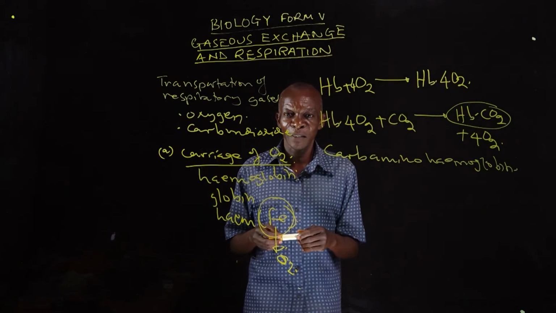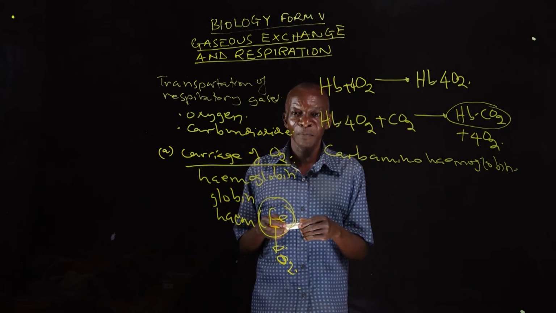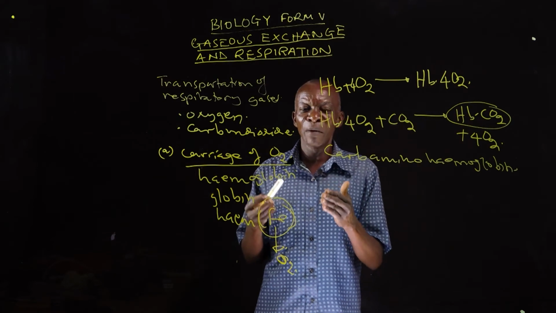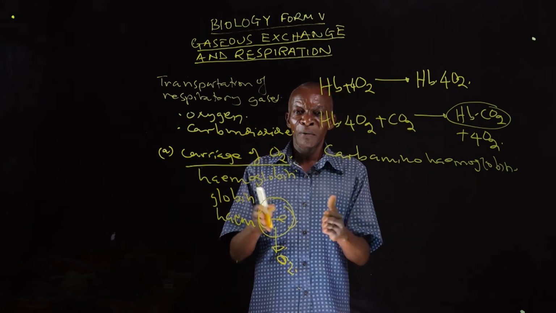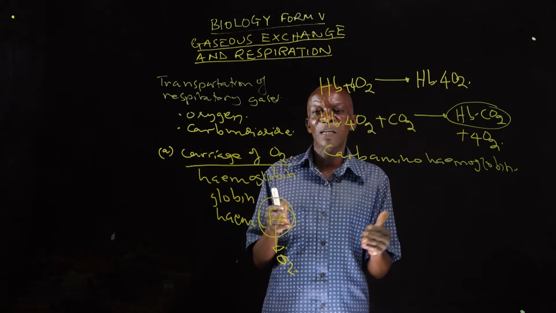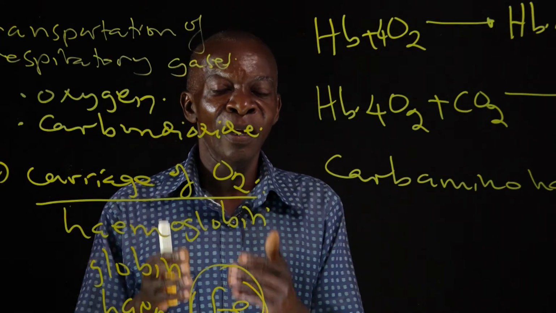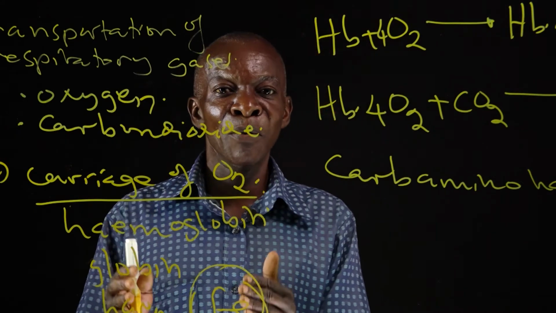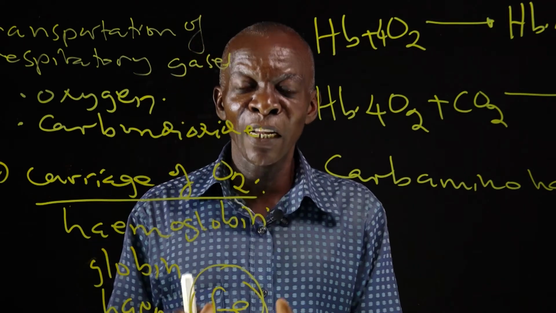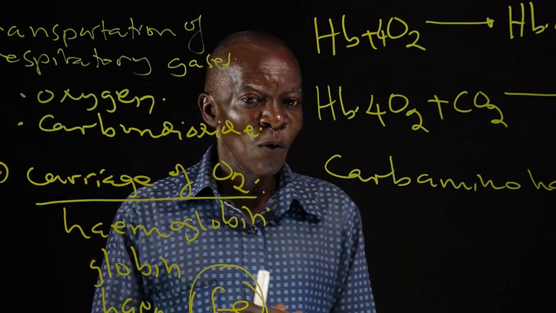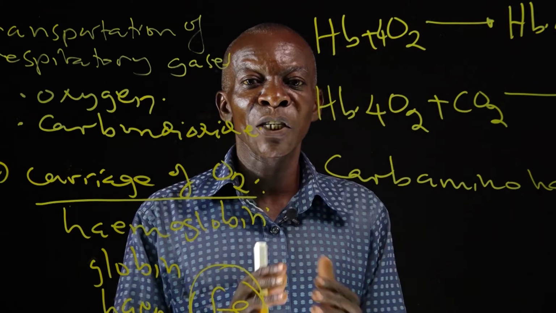My dear students, we have come to an end of our session for today. We have seen the meaning of gaseous exchange, the respiratory surfaces, examples of the structures that are used for gaseous exchange, their general characteristics. Gaseous exchange in mammals, the structure of the mammalian lungs, structure of the alveolus, and its role. And now we have come to conclude our lesson for today with transportation of oxygen.